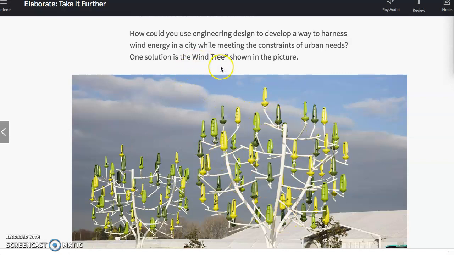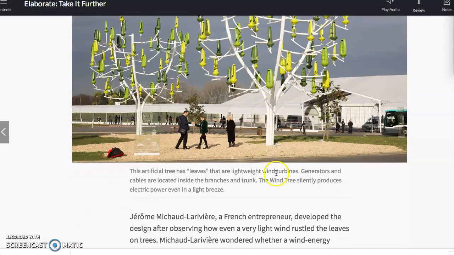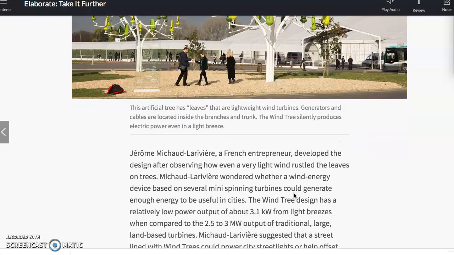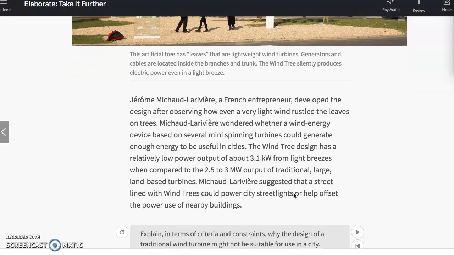And they have a wind tree turbine. So there's many different turbines that kind of just look like this. This is actually a wind tree turbine. The leaves are actually turbines. And it produces electric power by harnessing the wind.